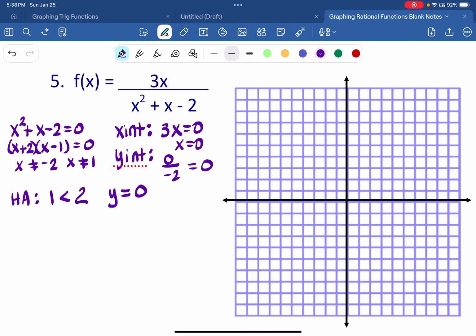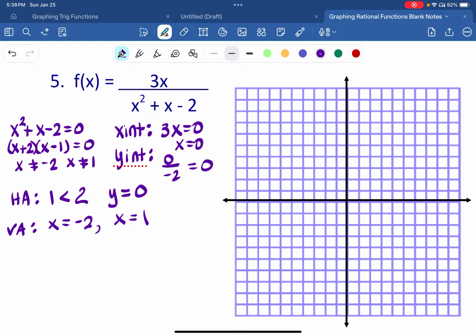Vertical asymptote, we already said there are 2 of them. We're going to find out in just a little bit what happens when we have 2 vertical asymptotes. So x equals -2 and x equals 1.